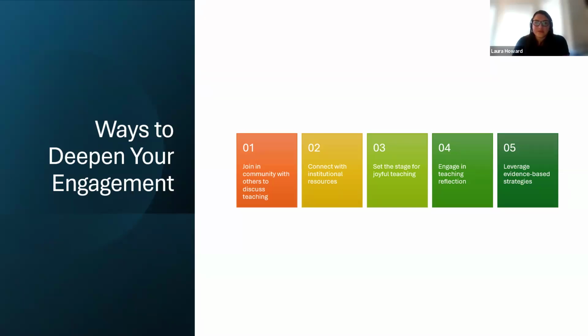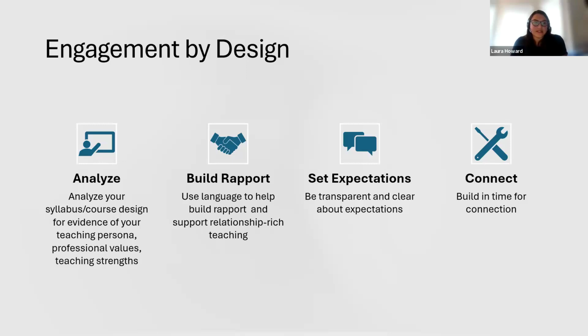So one of the things that was promised today is some actionable strategies, things that you can do right away this semester to deepen your engagement, or re-engage, depending on what your needs are. I just wanted to boil this down and give you a few actionable items. Analyze your syllabus and your course design for evidence of your teaching persona, your personal and professional values, and your teaching strengths. If you don't know what those are, I would suggest spending some time reflecting on those.